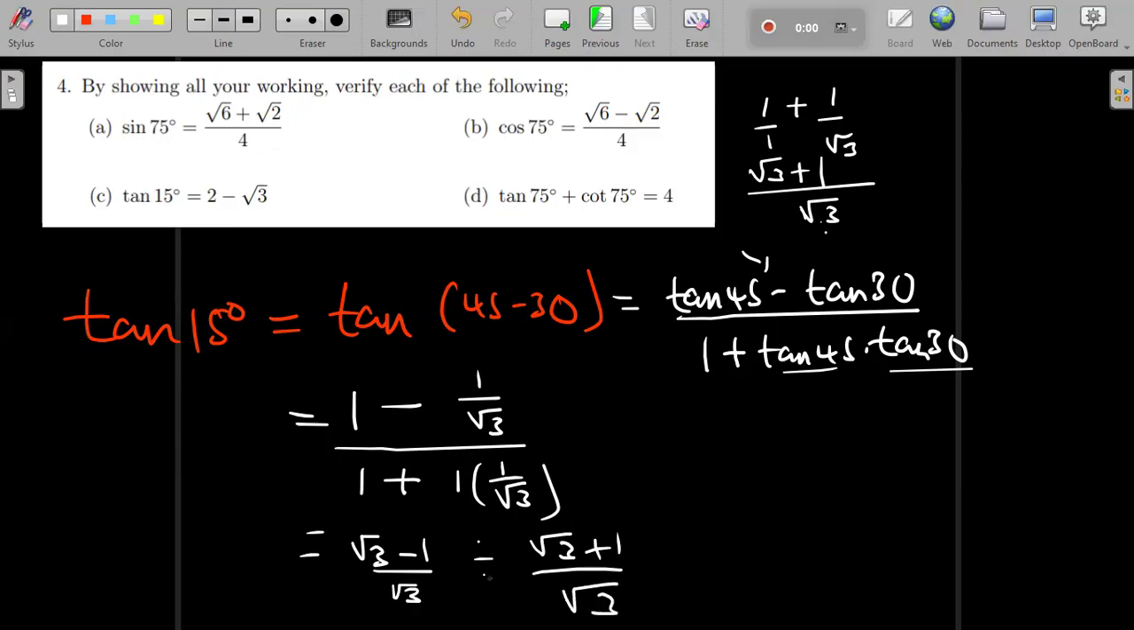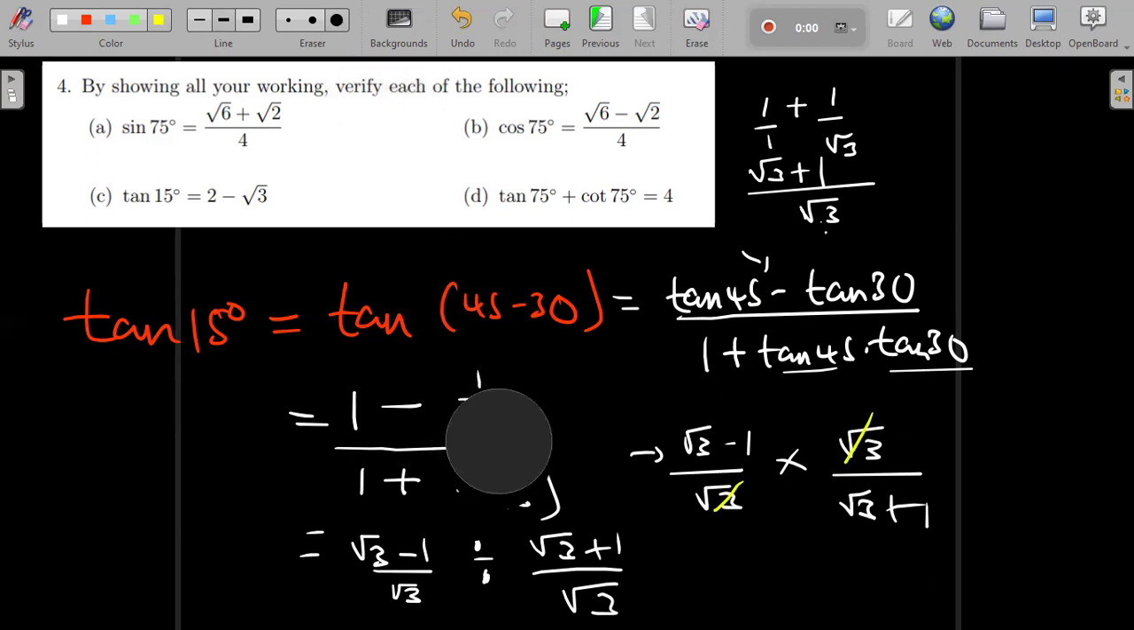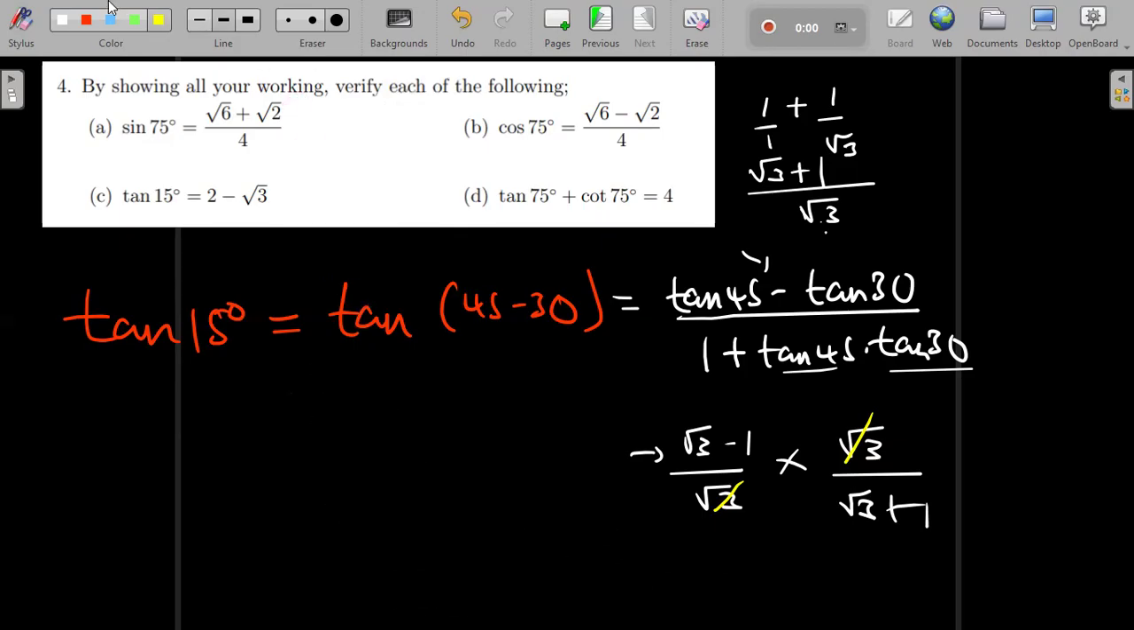And then from here, we know that this division sign changes into a multiplication sign, right? So we're going to have root of 3 minus 1 divided by root of 3, multiplied by root of 3 divided by root of 3 plus 1. So this is what we have. From there, we see that the root of 3 and the root of 3 will cancel. So the expression that we now have will be root of 3 minus 1, divided by root of 3 plus 1.